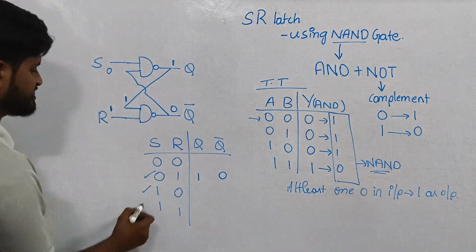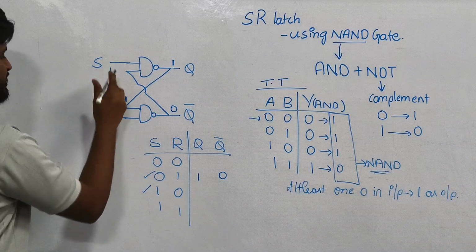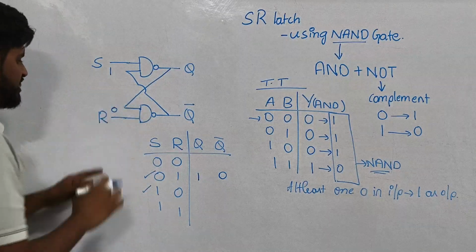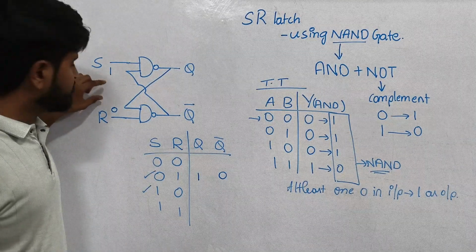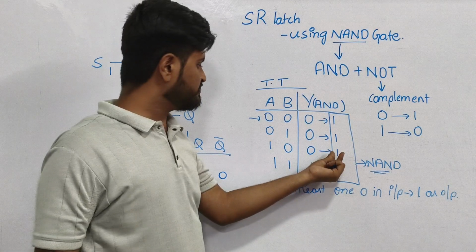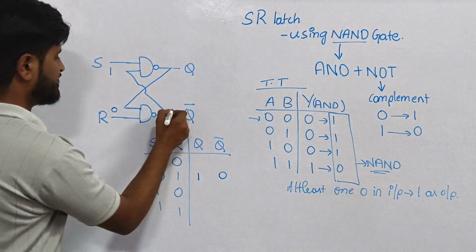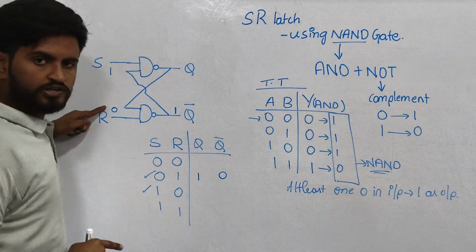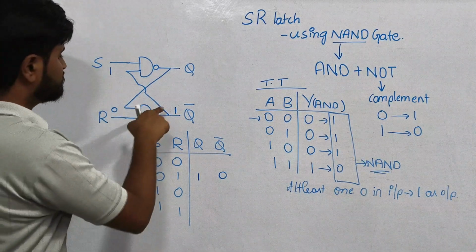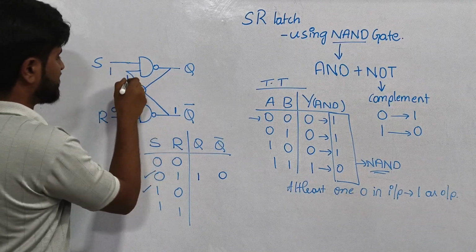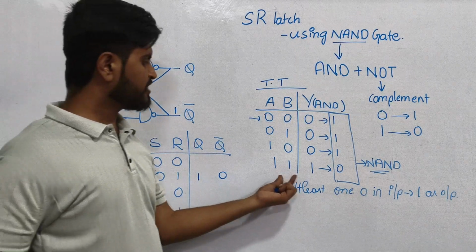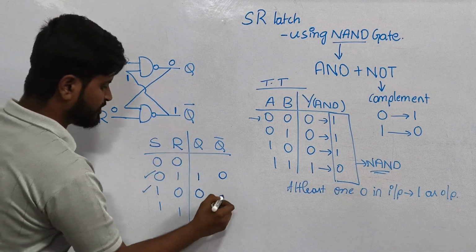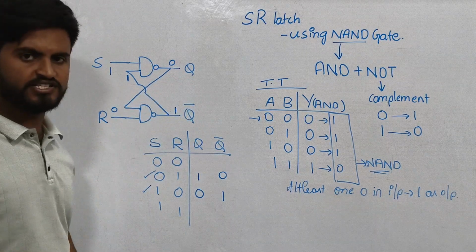Now let's take this condition, 1 and 0. S value is 1 and R value is 0. The same condition applies. When one of the inputs is 0, my output will be equal to 1. So you can write 1 here, because of this 0 only, output is 1. This output will be given as input here, 1 and 1. Both inputs are 1, so my output will be equal to 0. Here Q value is 0 and Q bar value is 1. Both are complement to each other.